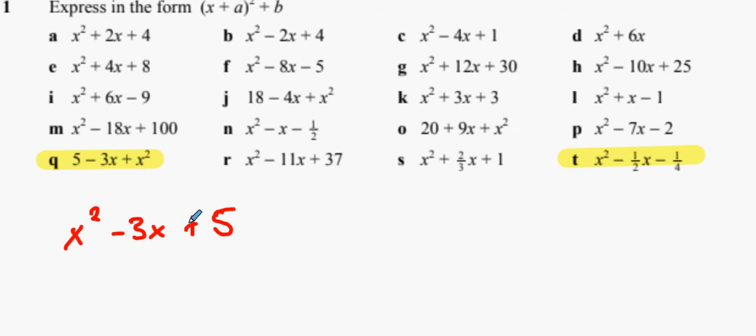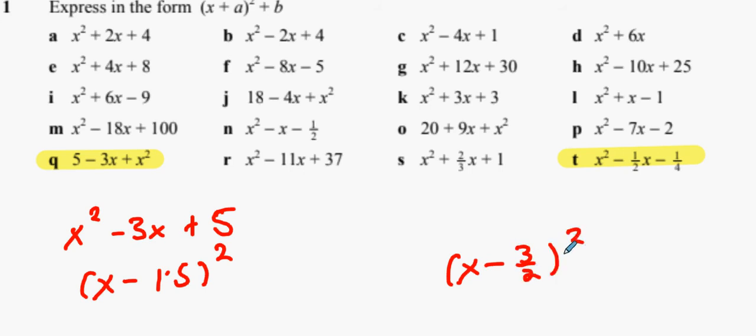But there is one difference, isn't there? We usually have an even number, don't we? What do we have this time? An odd number. So what's the issue there then? It's going to be half of 3. And what's half of 3? (x minus 1.5) squared. Or somebody might write it as (x minus 3 over 2) squared.